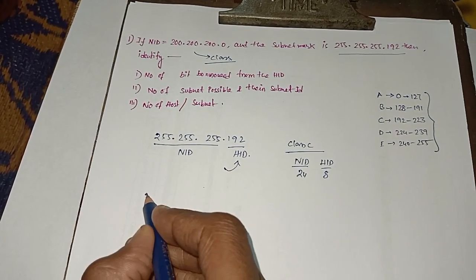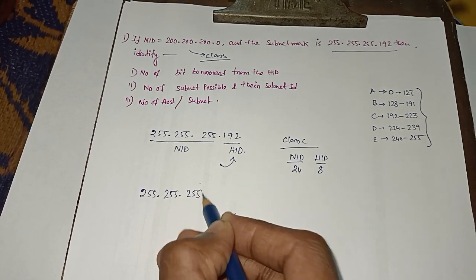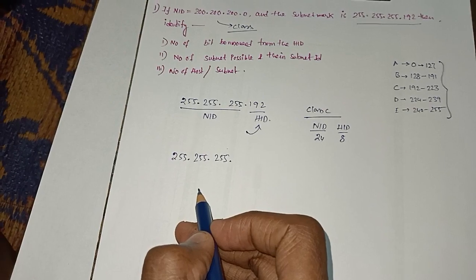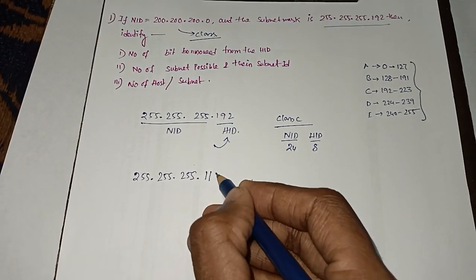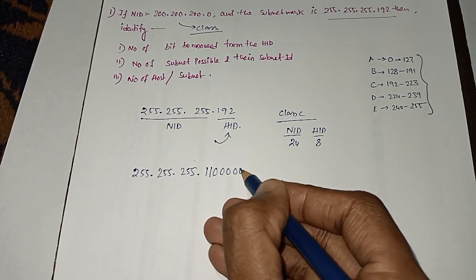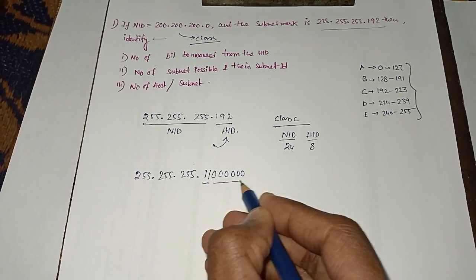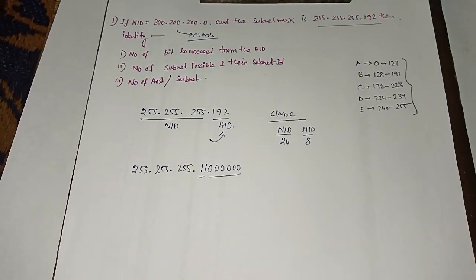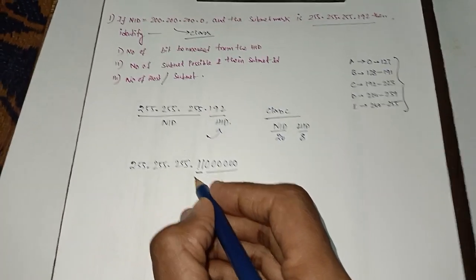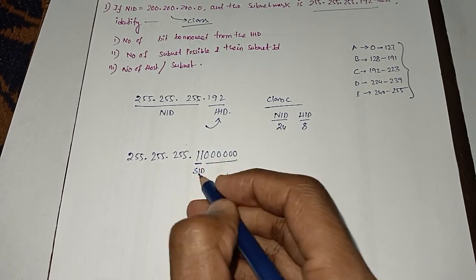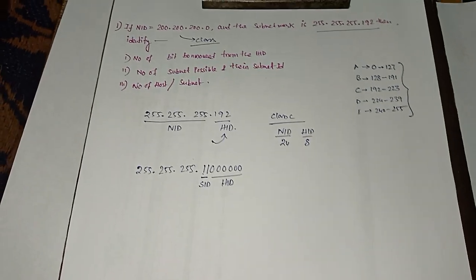So we can represent this in binary form. For 255.255.255 we ignore the binary form of the network ID because 255 means all bits are ones. 192 means 128 plus 64, so the first 2 bits are ones and the remaining 6 bits are all zeros. The consecutive ones represent the subnet ID, so these 2 bits represent the subnet ID, and the consecutive 6 bits represent the host ID part.